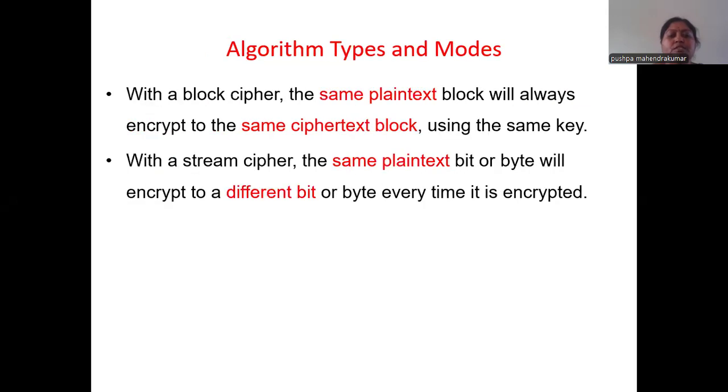With the block cipher, the same plain text blocks will always encrypt to the same ciphertext blocks using the same key value. There is only one key in the block type. And with the stream cipher, the same plain text bit or byte will encrypt to a different bit or byte every time it is encrypted.